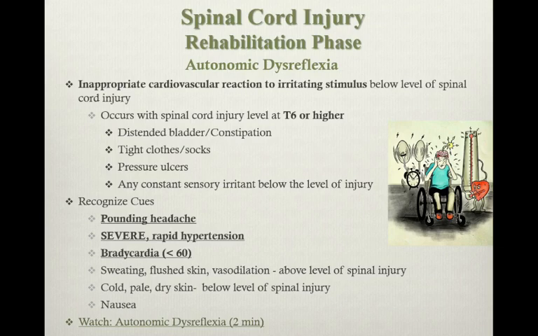The cues for it are a severe, pounding, throbbing headache, severe and rapid hypertension, combined with bradycardia. It's basically inappropriate signaling, and those are the three major cues. Your patient will have a blood pressure that could be 200 over 100 with a heart rate of 58. Don't try to make sense of it. It is autonomic dysreflexia. Sit them upright. That's the main thing you're going to do. They are sweating and flushed above the level of injury and cold, pale, and dry below the level of injury.